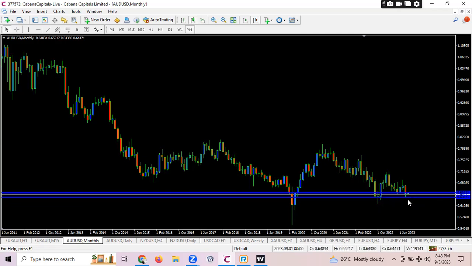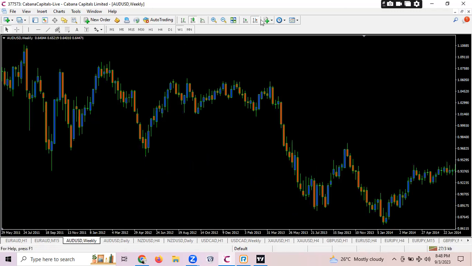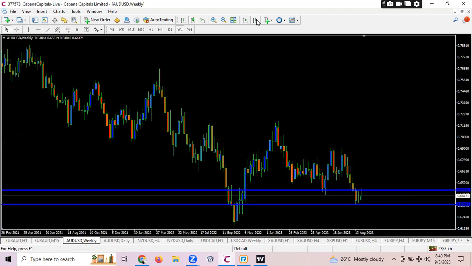Now the question is, would this support hold? That's the question. Would this support hold? Let's go down to weekly. So you see what we had on weekly. The previous week we had a spanning bottom, which indicates change in trend from bearish to bullish, right?